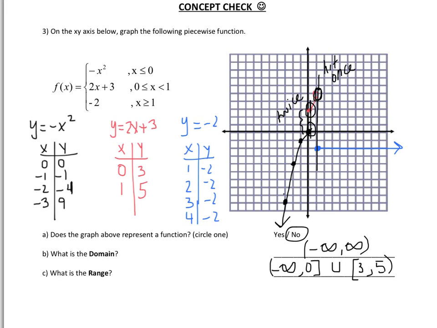So what's the domain? It goes on forever this way and forever that way. So all real numbers. The range is it goes from negative infinity to 0. Then there's a gap right here. And then it goes from 3 to 5, including 3, not including 5.